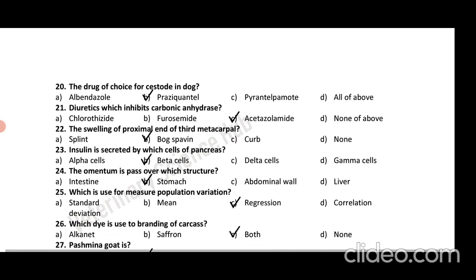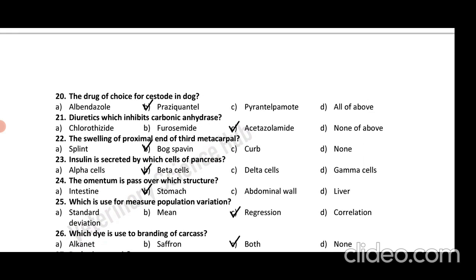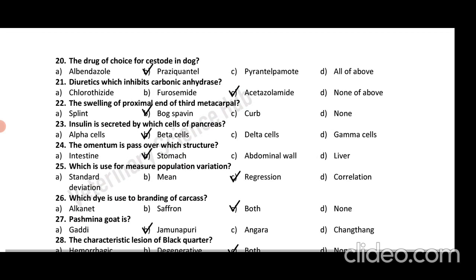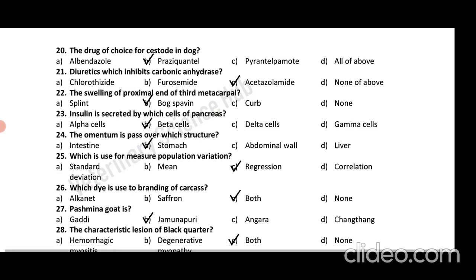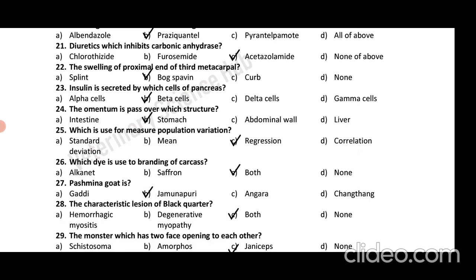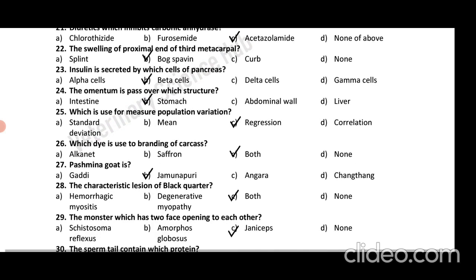Which dye is used for branding of carcass? Saffron and alkanet are used to brand the carcass. Pashmina goat is Jamnapuri goat. The characteristic lesion of black quarter is hemorrhagic myositis and degenerative myopathy. The monster which has two faces opposite to each other is Janiceps.